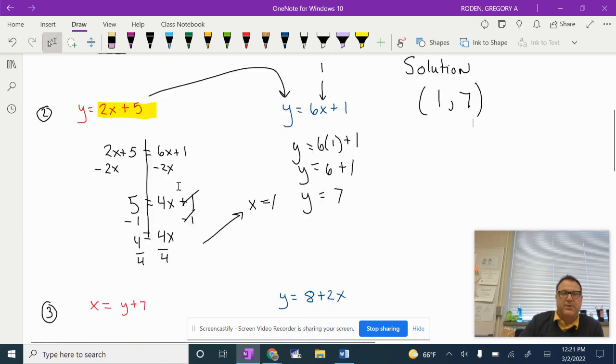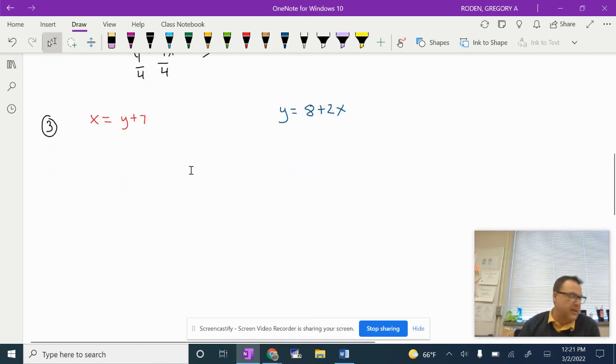Okay, let's give the next one a try. Now, this next one is a little more tricky, all right? It says x equals y plus 7 and y equals 8 plus 2x. Do you think you can do it? All right, give it a pause and see how you do.